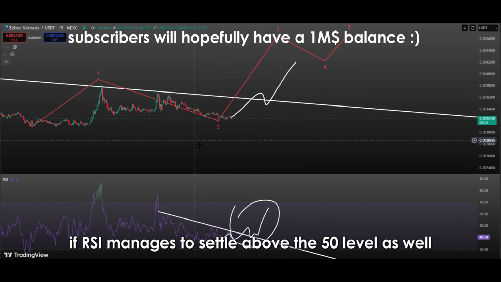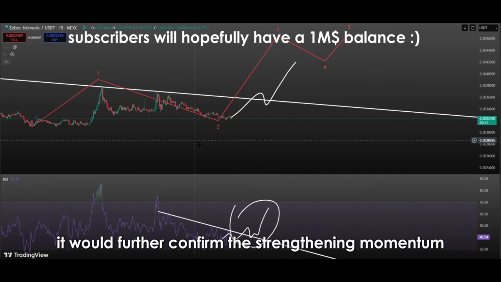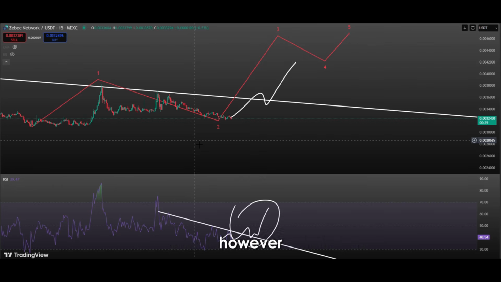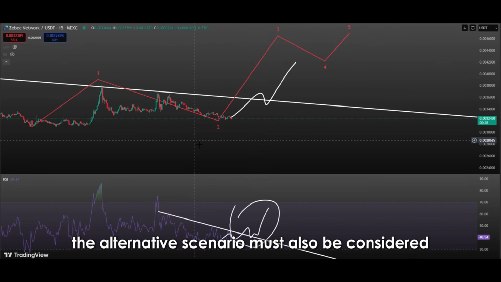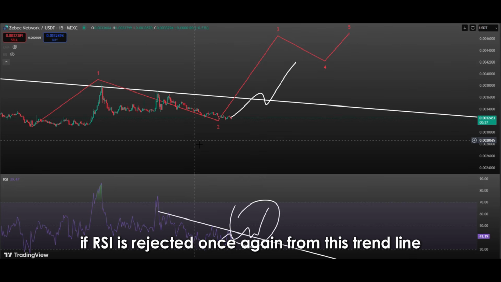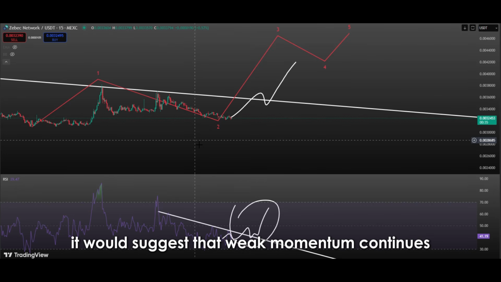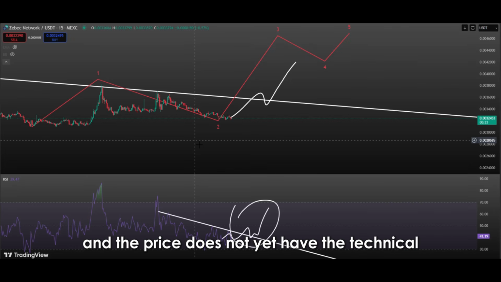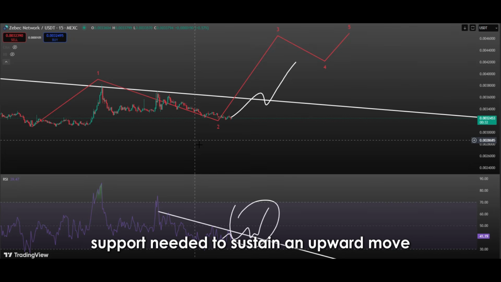If RSI manages to settle above the 50 level as well, it would further confirm the strengthening momentum and indicate that price may gain bullish traction. However, the alternative scenario must also be considered. If RSI is rejected once again from this trend line, it would suggest that weak momentum continues, buyers still lack sufficient strength, and the price does not yet have the technical support needed to sustain an upward move.